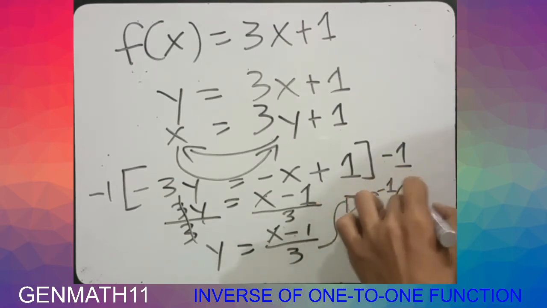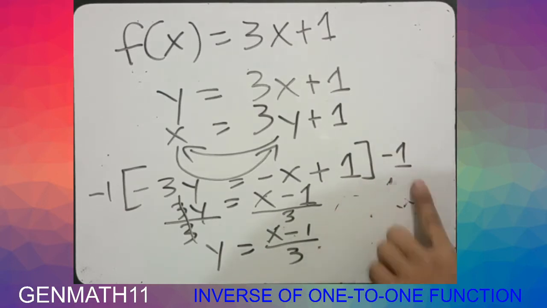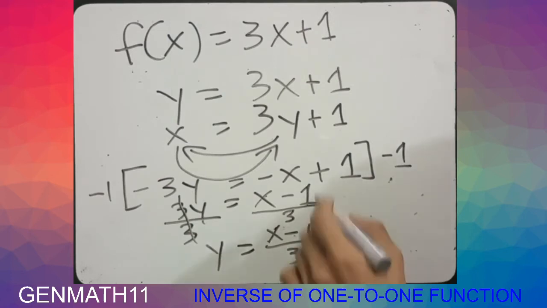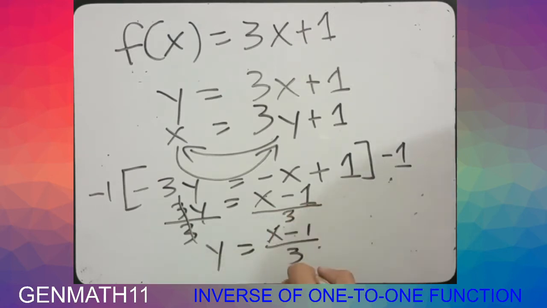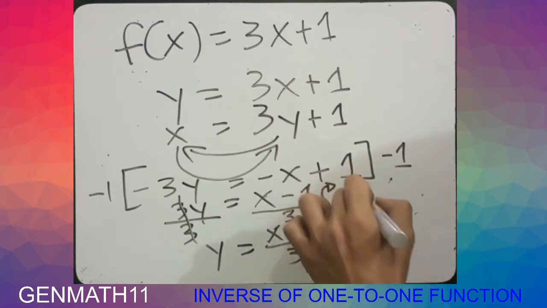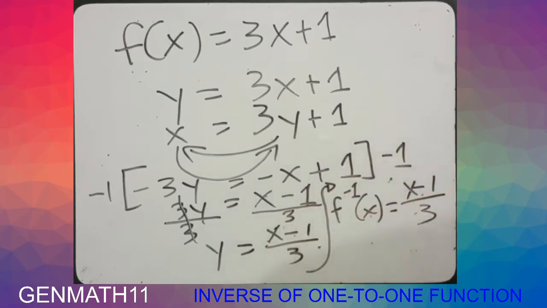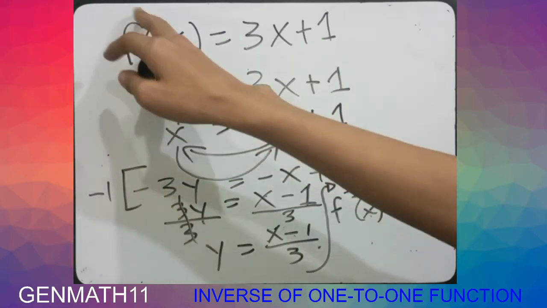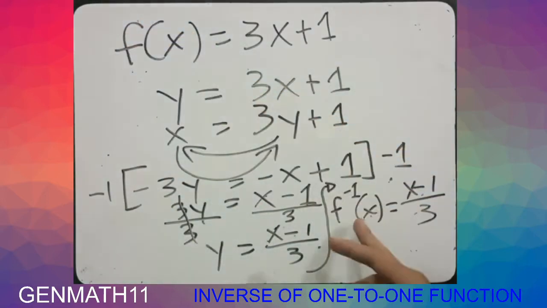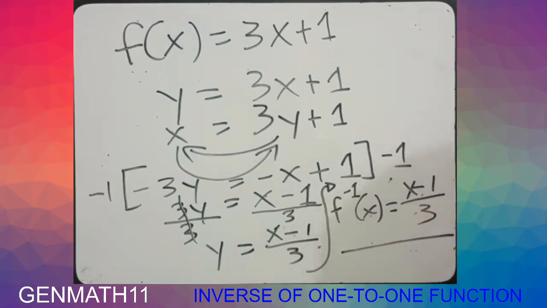Magiging f of negative 1, di pala kasya. Huwag na natin lagyan ng arrow. Dapat daw siya ay ganito: equals x minus 1 over 3. Kumbaga, nilagyan lang natin ng negative 1 sa f natin dito. Kung ano yung pangalan ng ating function, yun din na gagamitin natin, kaso lalagyan na lang natin siya sa taas ng negative 1. Okay? So, ito na yung inverse ng 1-to-1 function natin.